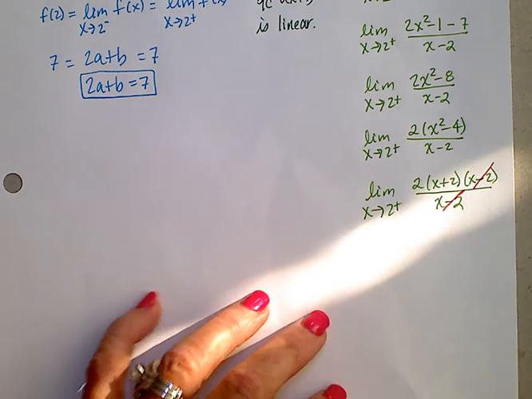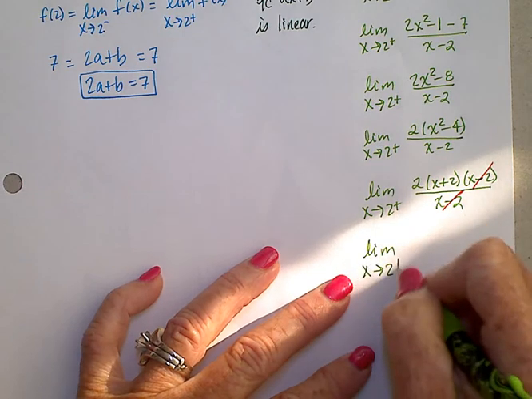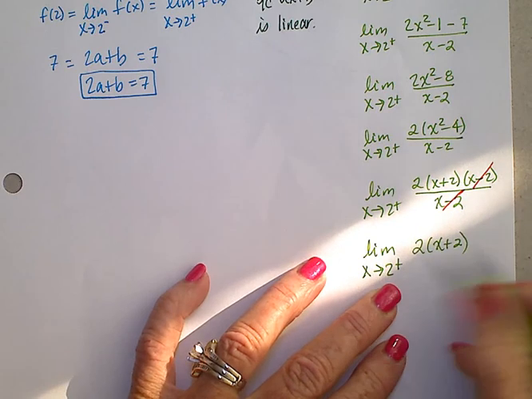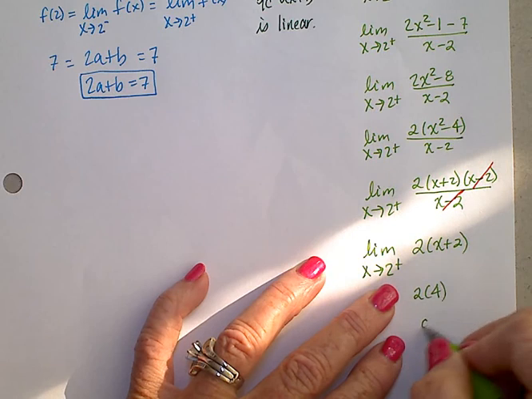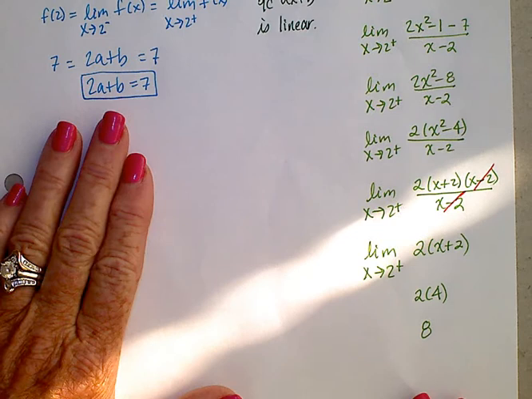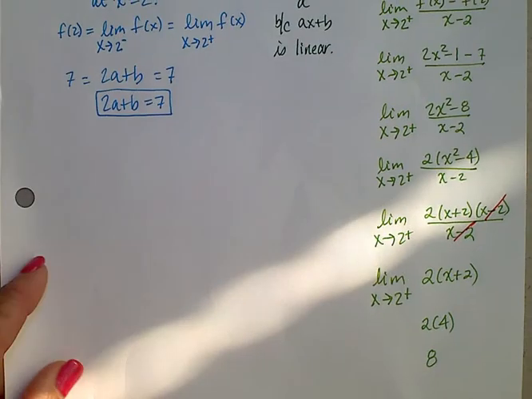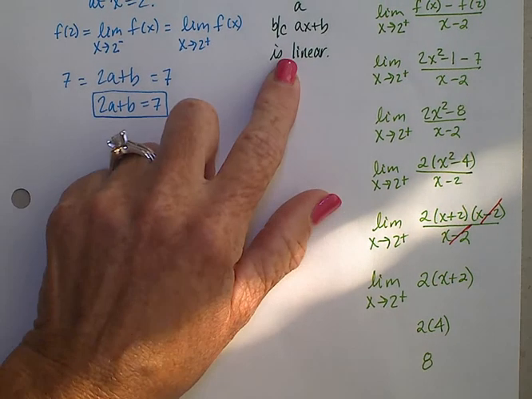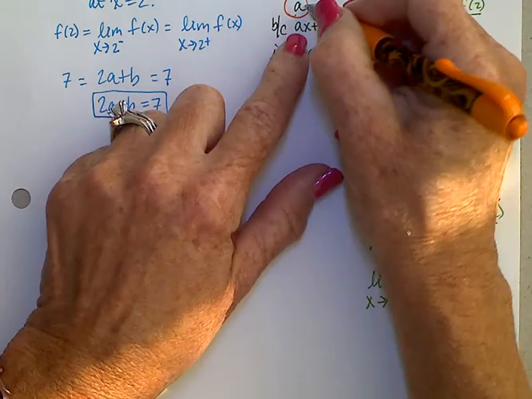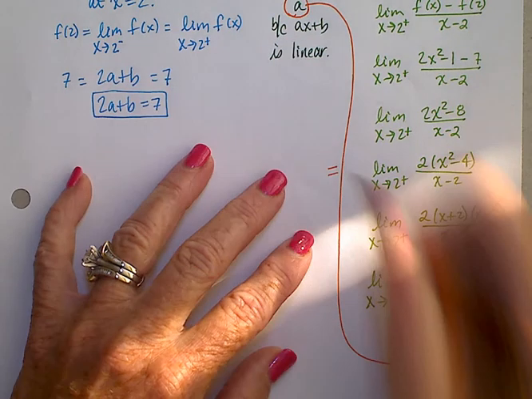And we're left with the limit as x approaches 2 from the right of 2 times x plus 2. Subbing in, we get 8. Now again, we want this function to be differentiable. We're not trying to determine if it is differentiable. We want it to be for sure differentiable. That means the slope from the left has to equal the slope from the right. We want these to be equal.